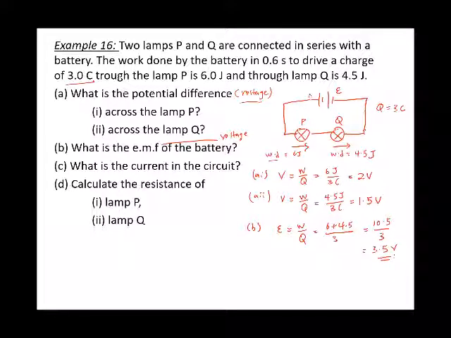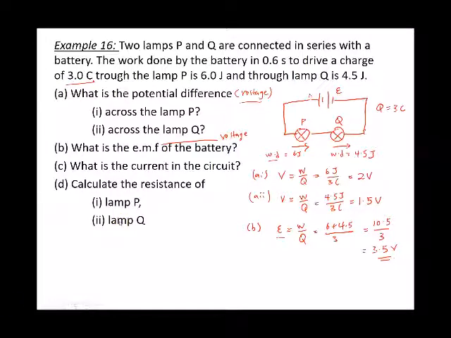3.5 volts. Some of you will already see that P is 2 volts and Q is 1.5 volts, so the EMF must be 3.5. Some of you can already see that, but that one we will cover in the next chapter. For this chapter, just remember, if you want to find the EMF, it is the work done for the whole circuit. So you must add 6 joules plus 4.5. Then we divide by the charge going around the circuit, 3 coulomb. Then you get 3.5 volts.